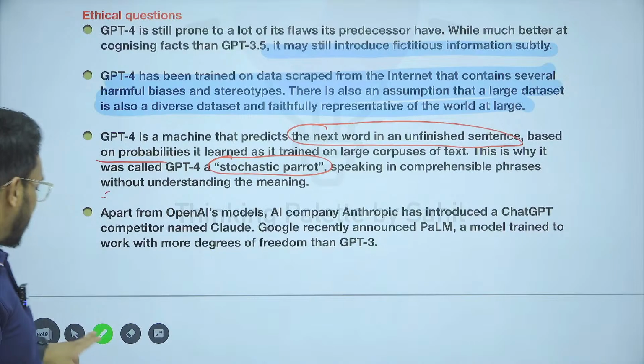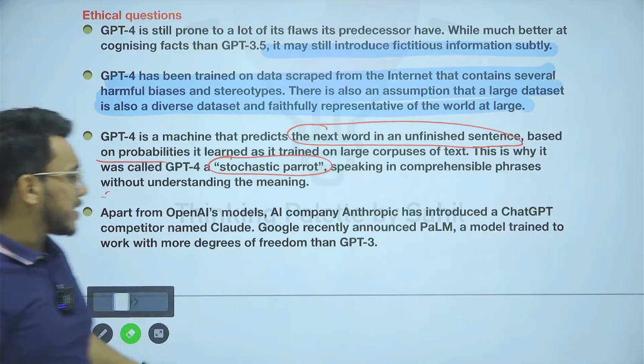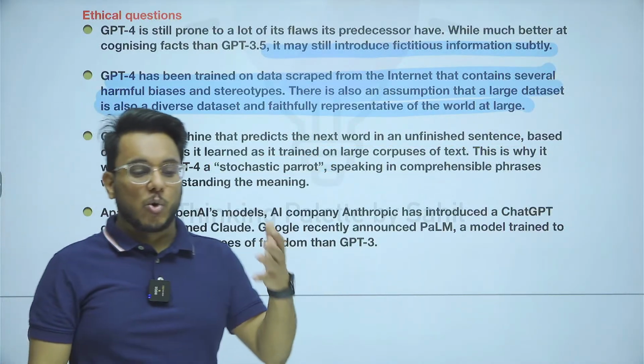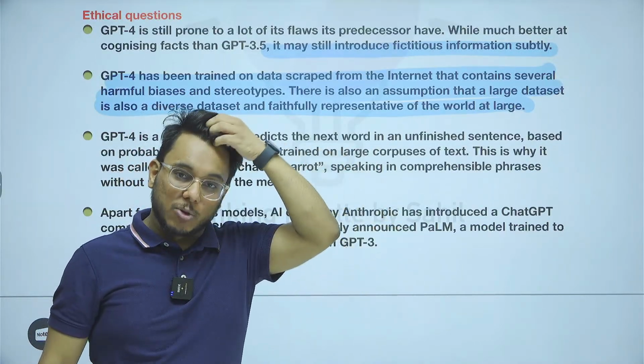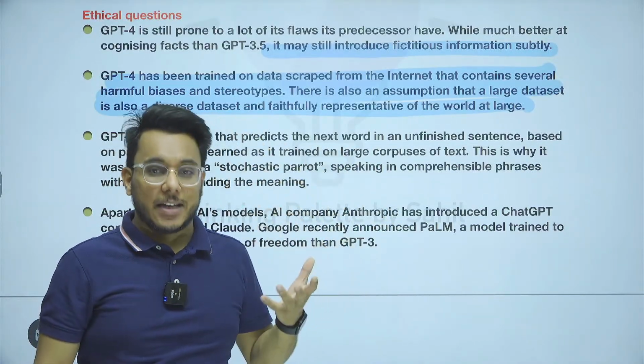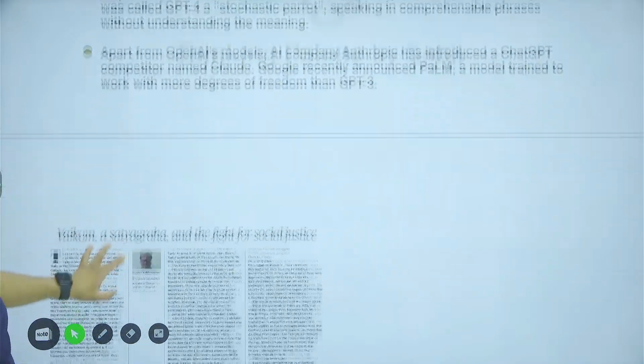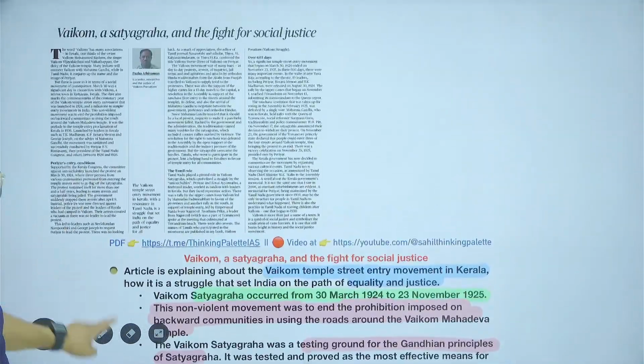So this is a limitation, and it is being said that artificial intelligence still has to go far before it can replace or beat human intelligence. Fine. So this is all about this particular article, guys. Now moving to the next article.